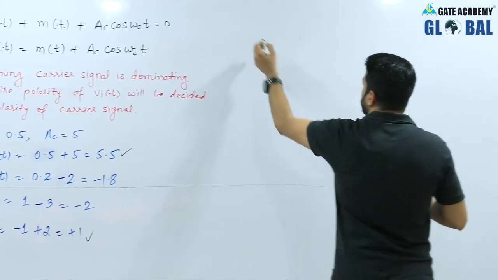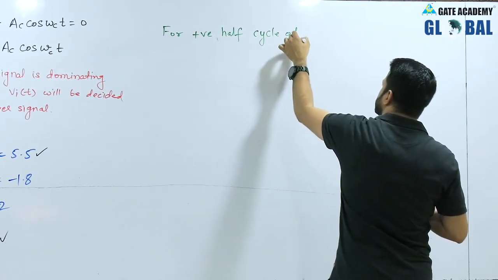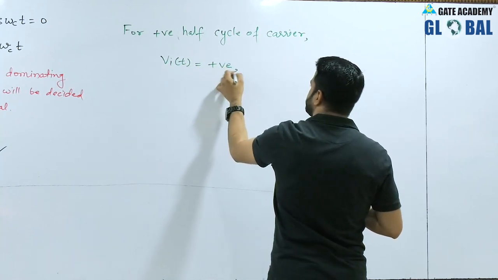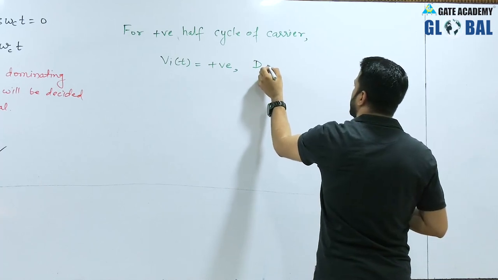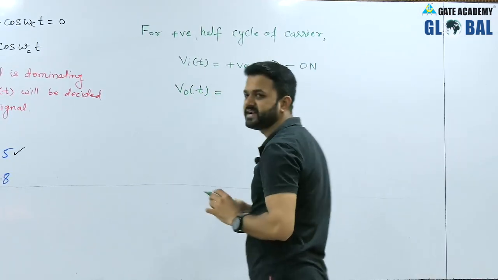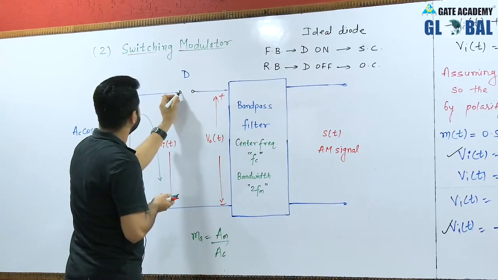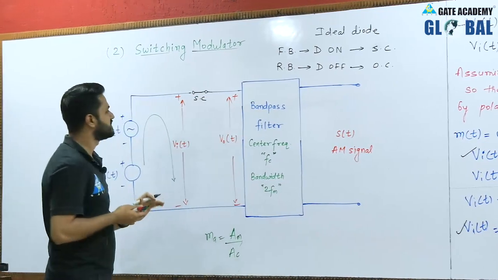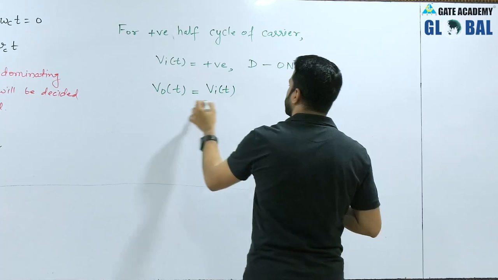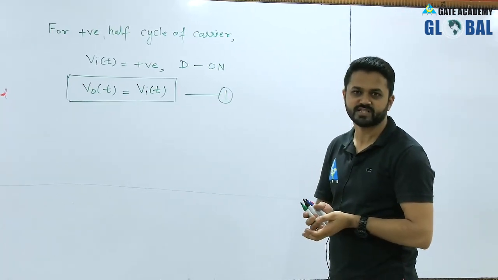So for the positive half cycle of the carrier, V_i(t) is positive and the diode will be on, and we get output V_0(t). When this diode gets short circuited like this, V_i(t) and V_0(t) will have the same polarity. So V_0(t) will be equal to V_i(t). This is the first equation which we get when the carrier is in the positive half cycle and the diode is forward biased.